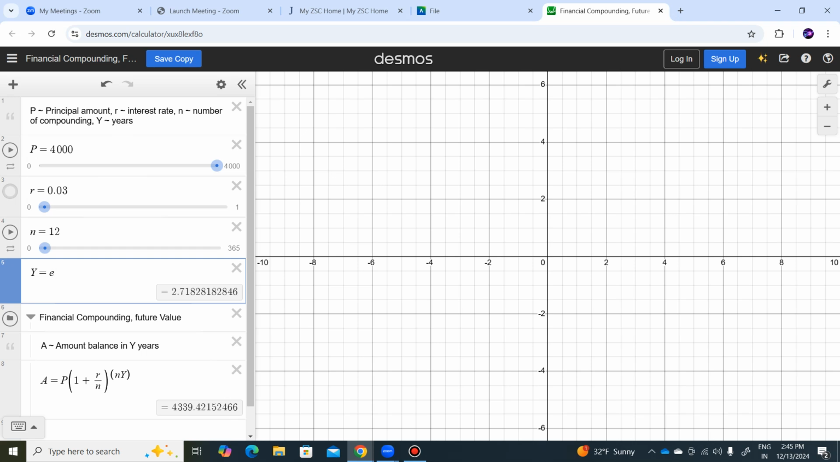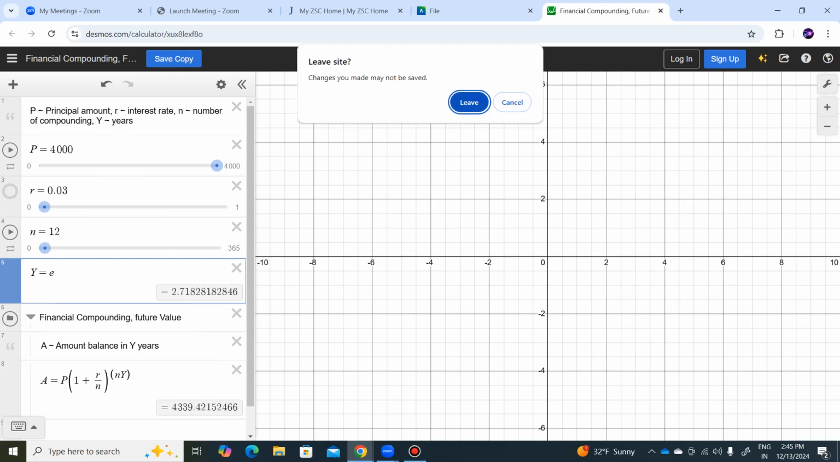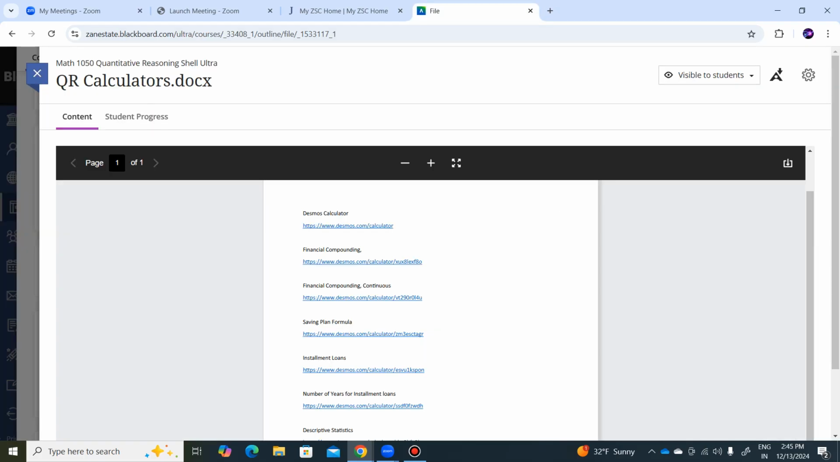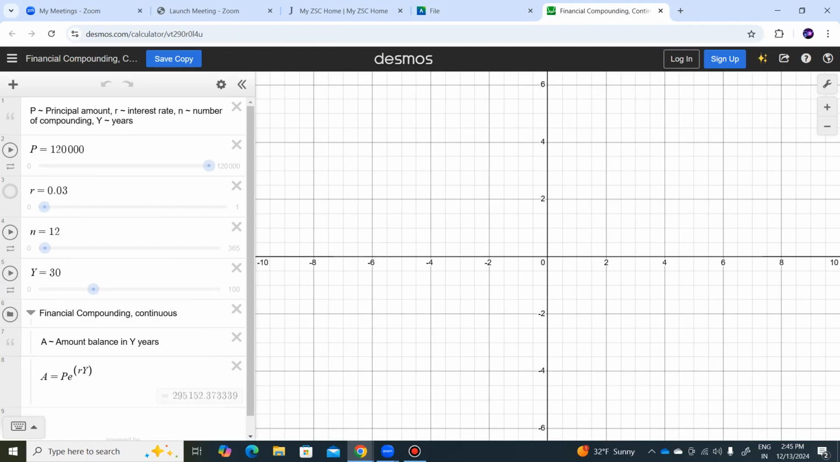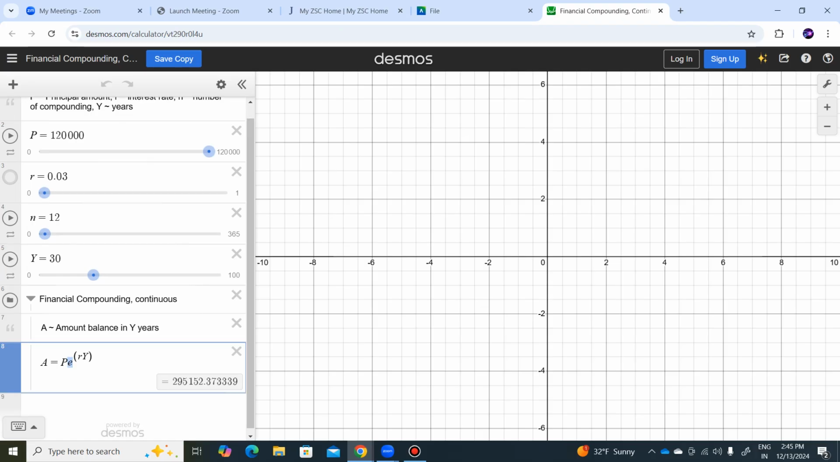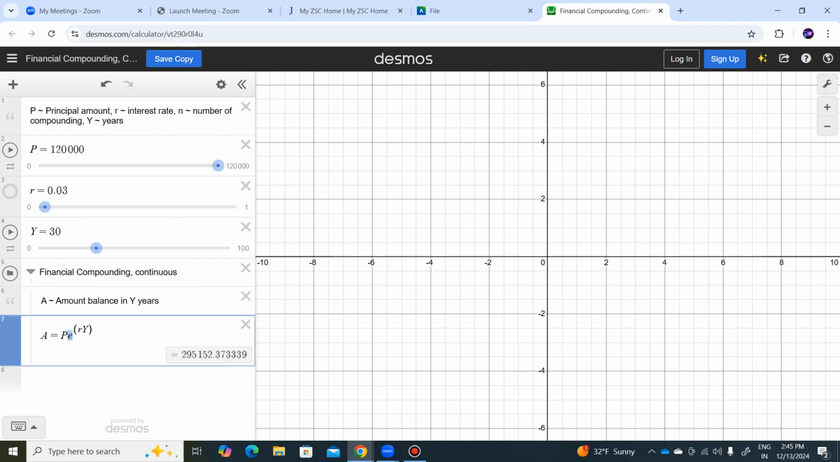All right, we have a calculator for this as well. This is the financial compounding continuous. So it has the formula already in here. E is already in there. All you have to do is add the principal, add the rate, add the years. You actually don't need the compounding. It's just there because it's there. It's going to add in everything.